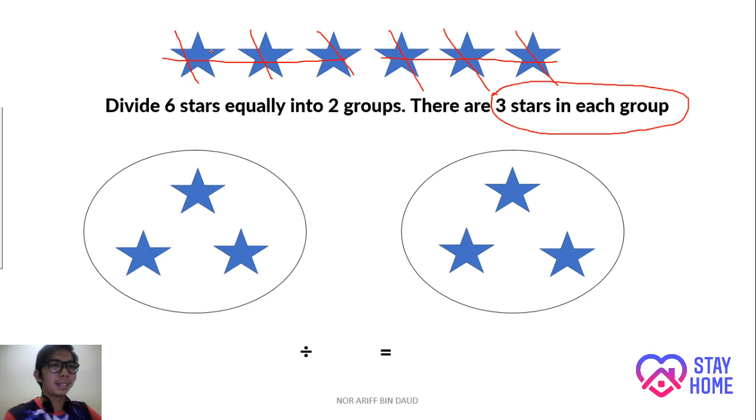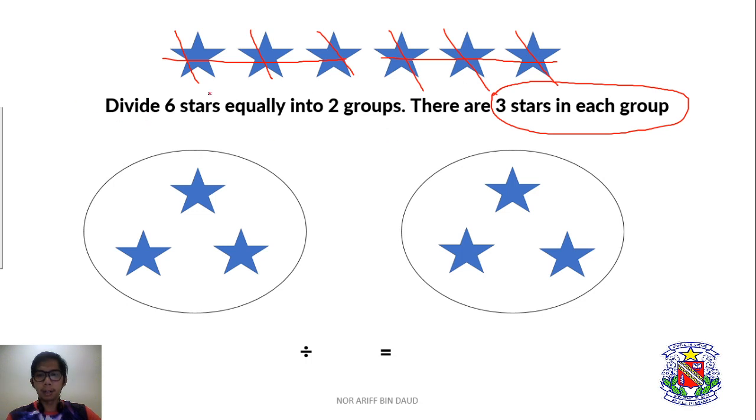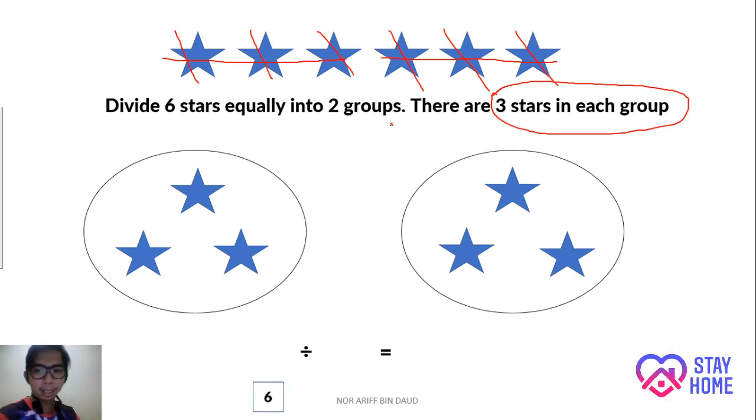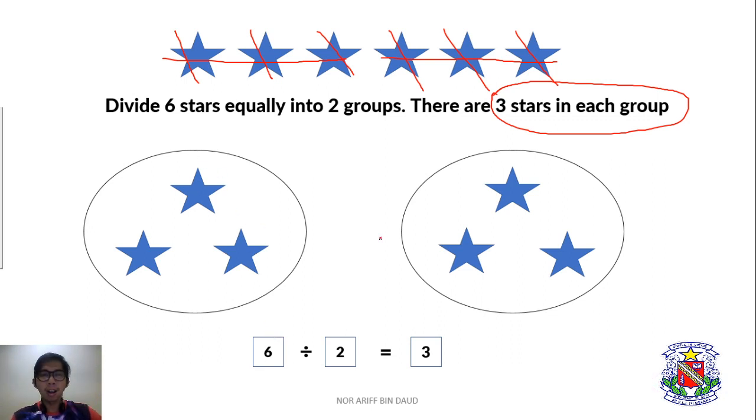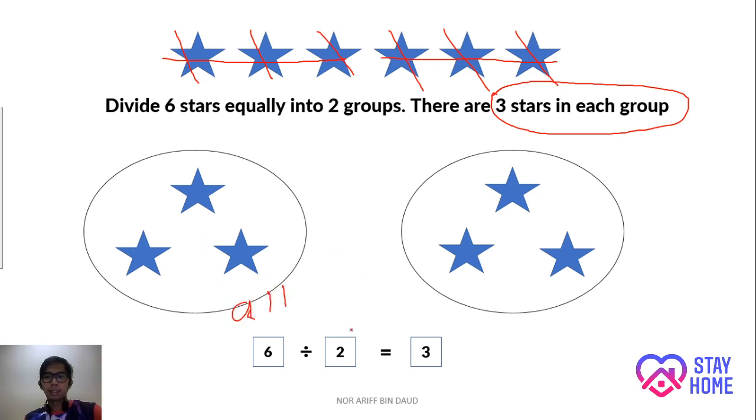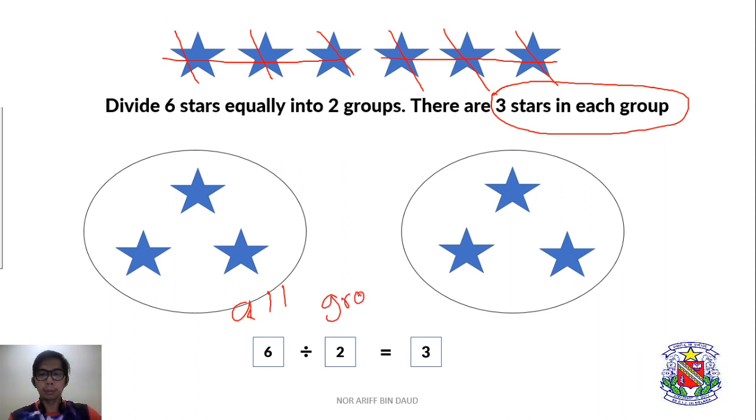So how do we write the number sentence for these kinds of questions? It's very easy. They already said divide 6 stars equally into 2 groups. So the number sentence will be like this: 6 divided by 2, the answer is 3. So 6 stands for all 6 stars here. I repeat, 6 stands for all the stars. 2 stands for 2 groups. 3 stands for 3 stars in each group.